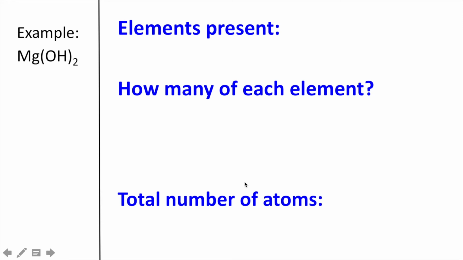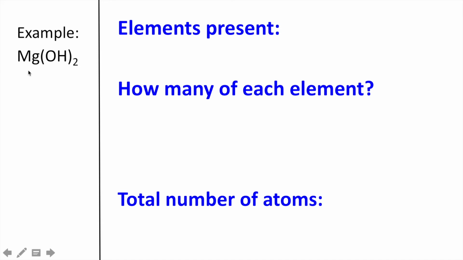Here is another example for you to try, Mg(OH)2, and notice that the parentheses is around the hydroxide, OH, and there's a 2 outside of here. Go ahead and try this. This might be a little challenging, and start the video back up when you're ready to check your answers.